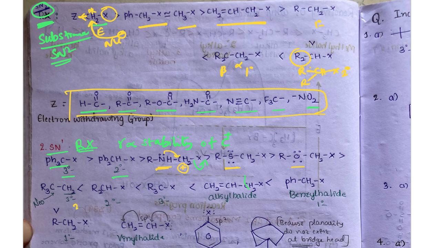Next, tertiary carbocation, secondary carbocation. What is the mistake here? This is primary only. The order is reversed, actually. Students forgot this. One minute. This is not like this, it is reversed.